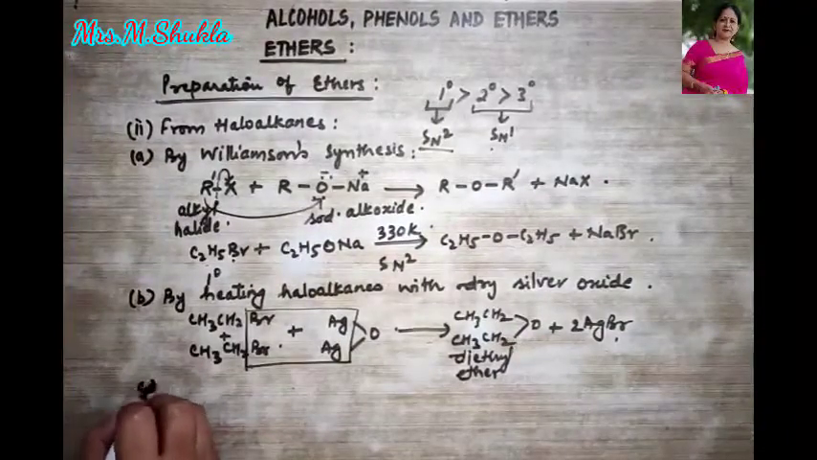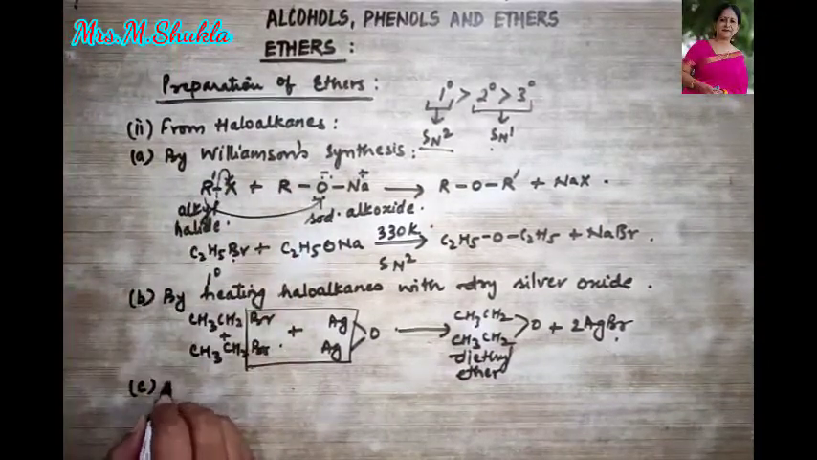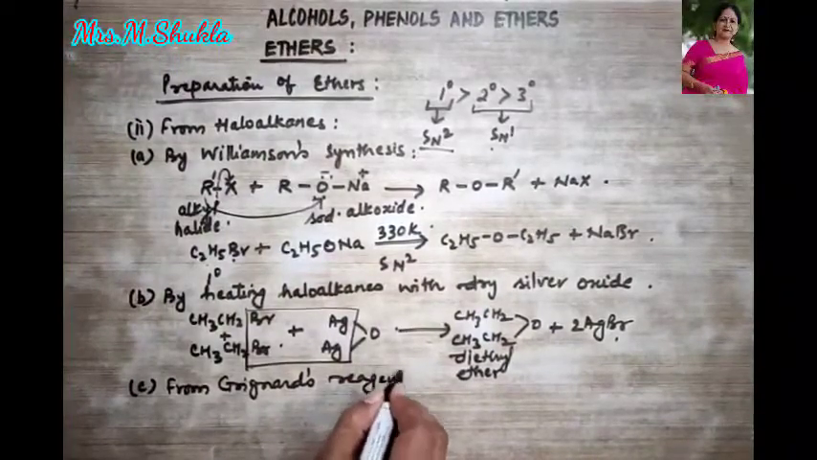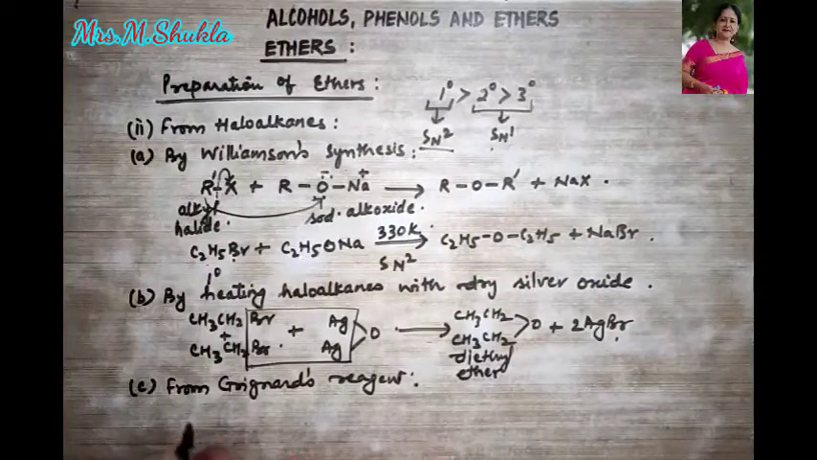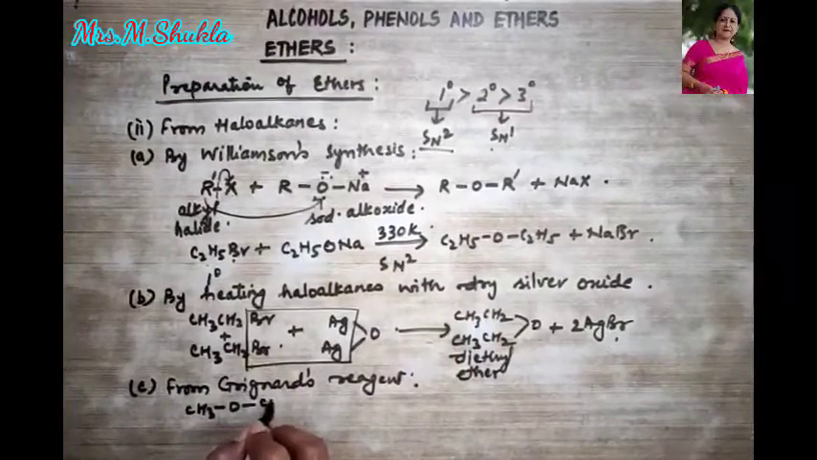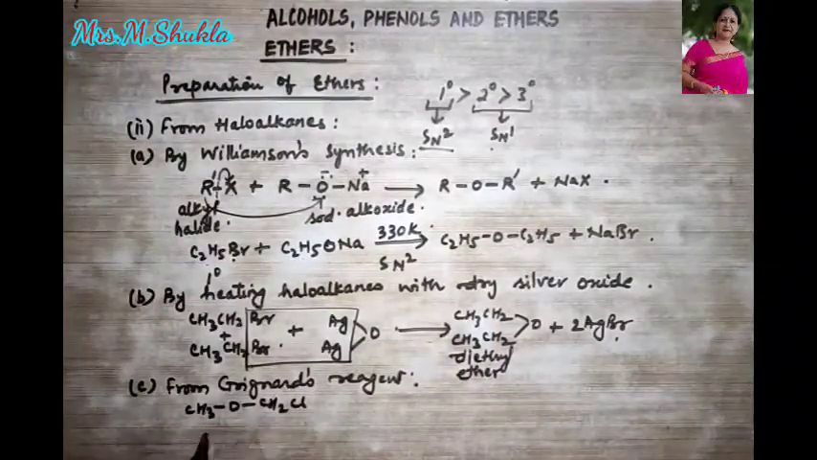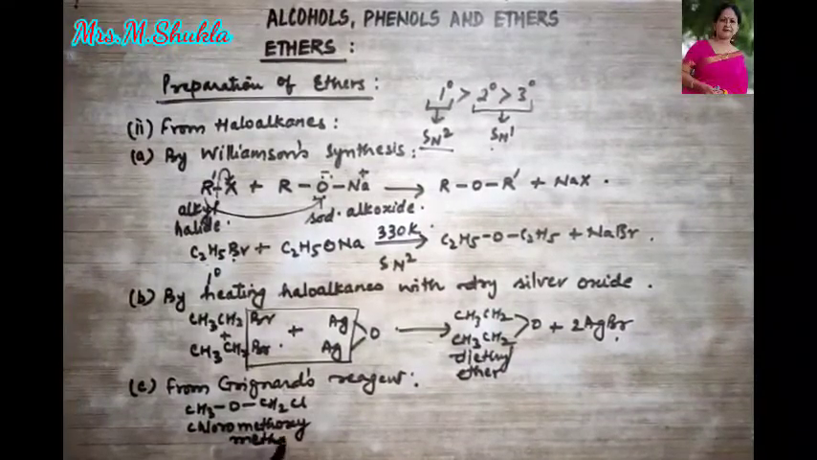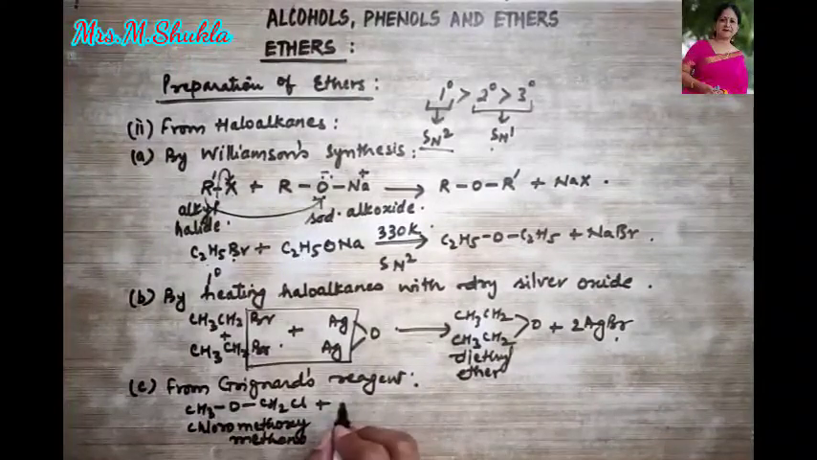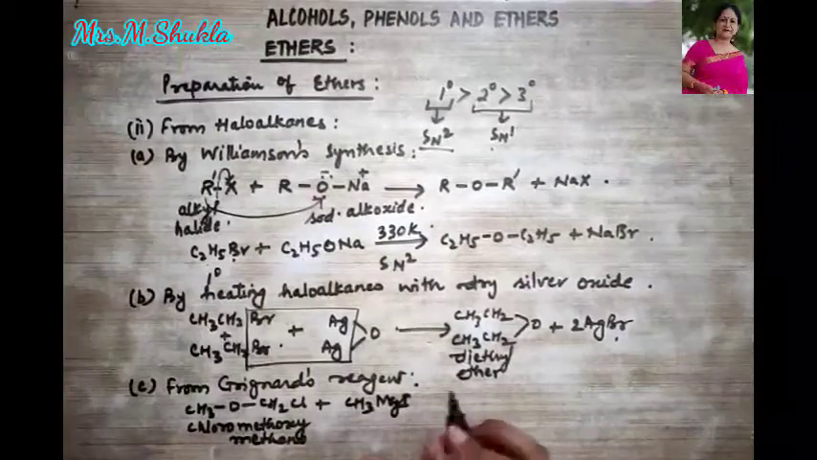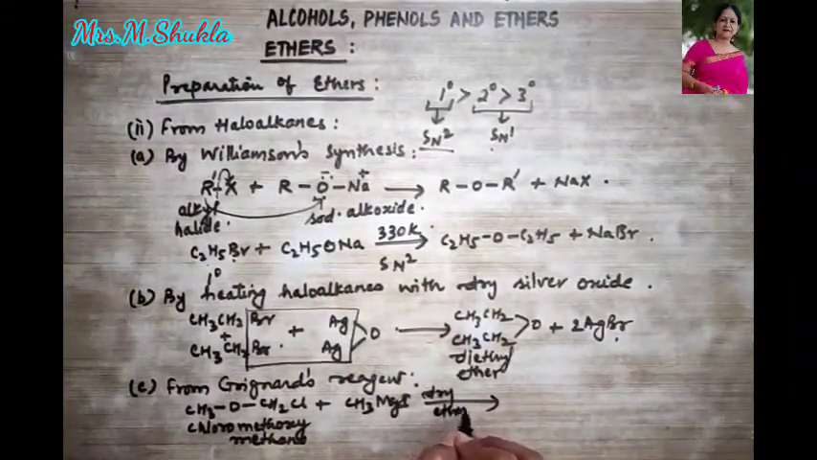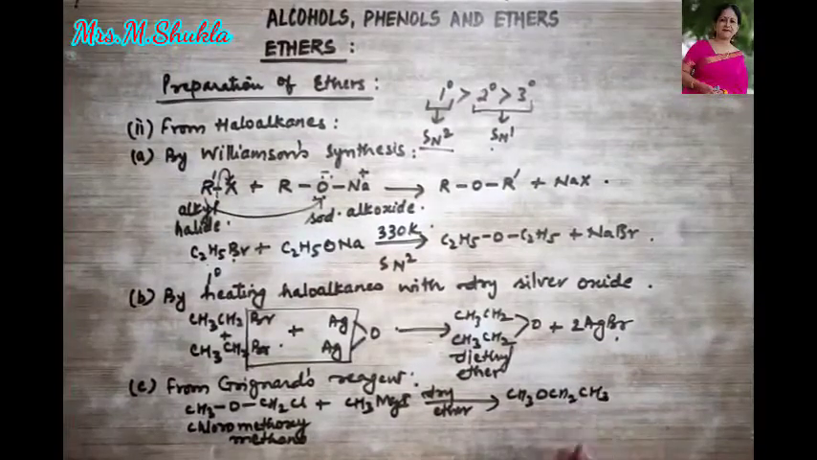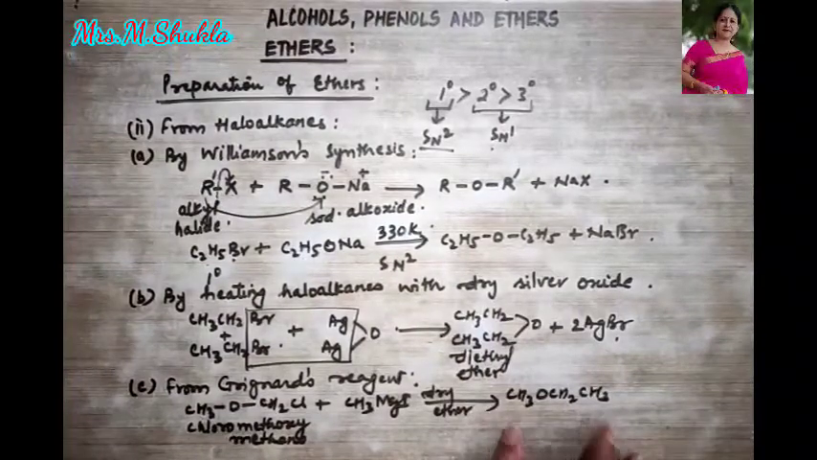And then the last part is the preparation from haloalkanes using Grignard's reagent. So let's do this. CH3OCH2Cl. This is chloromethoxymethane. When this is treated with Grignard's reagent, that is, if I take CH3MgI, then in the presence of dry ether, what is it going to form? Look here, it will form CH3OCH2CH3. This is your mixed ether called ethyl methyl ether.